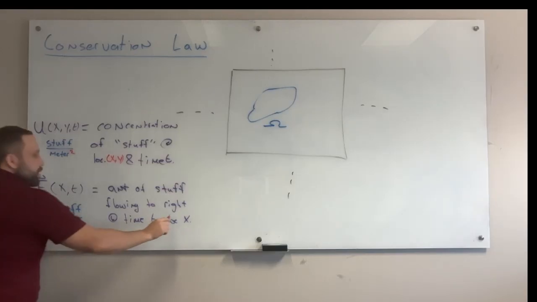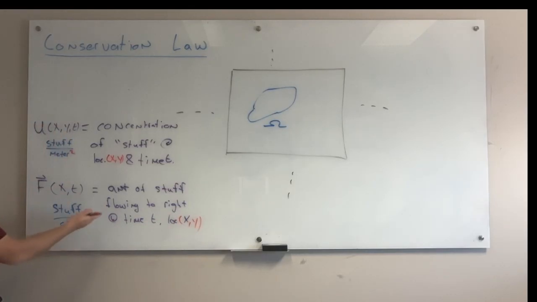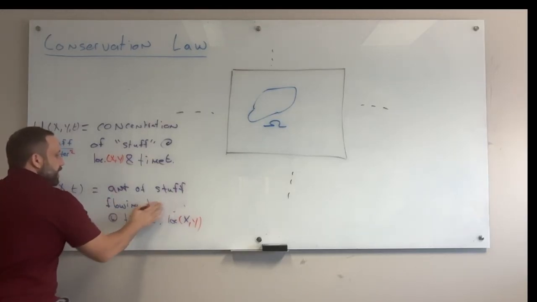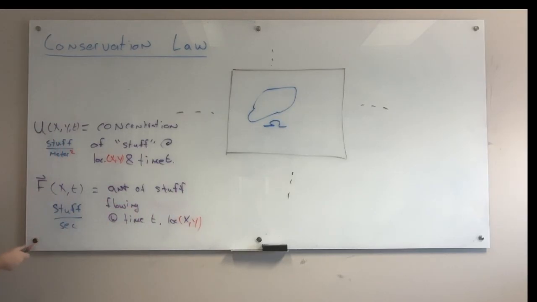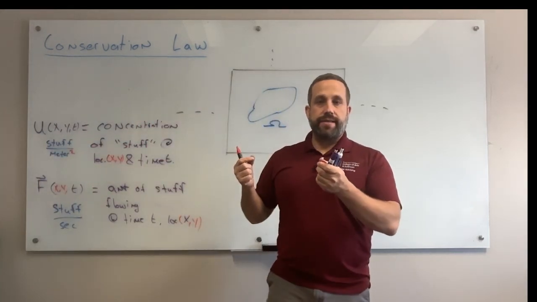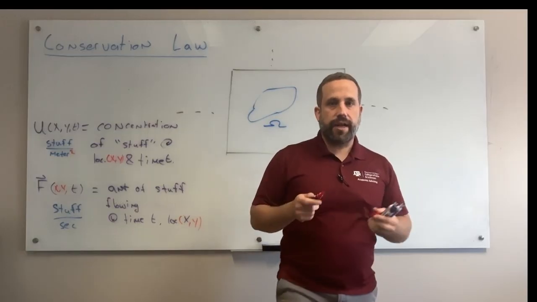Over here, the only difference is going to be the amount of stuff flowing. F is going to be a legitimate vector now. So it's going to be the amount of stuff, with y here as well, so x, y. It's a legitimate two-dimensional vector quantity. The magnitude indicates the speed of the flow, and the direction indicates the direction of the flow.